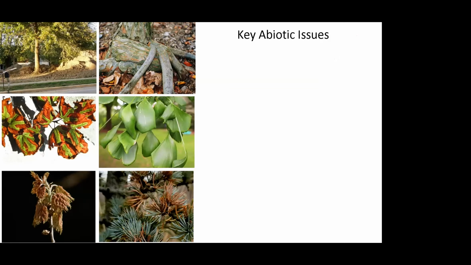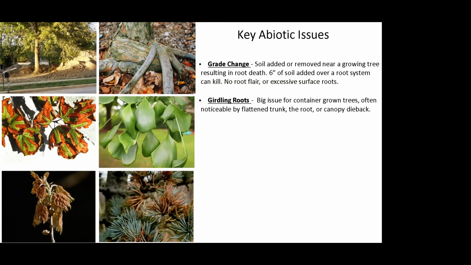non-insect or disease-related issues? First one I want to talk about is grade change. If you look at the picture on the upper left, that tree's got piles of soil built around it. Depending upon how long they stay there, that tree is going to decline. In fact, as little as 6 inches of soil on an existing root system will cause that tree to decline and potentially die. Why? Because there is a specific level of air in the root zone that is necessary, and moisture in the root zone that is necessary. The tree roots can't survive if they are buried under soil.